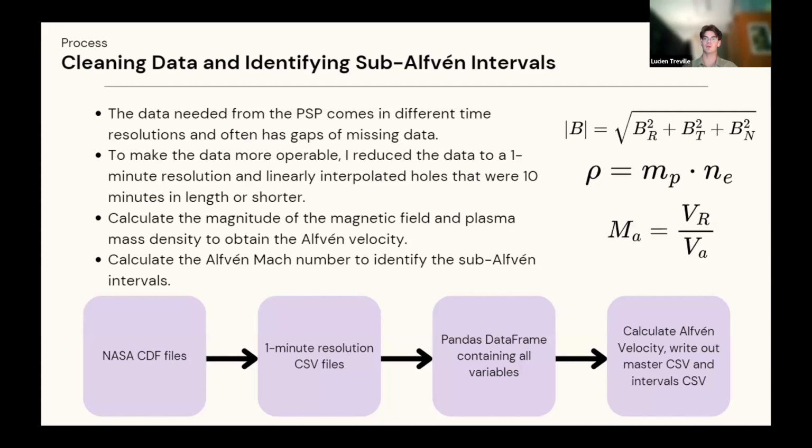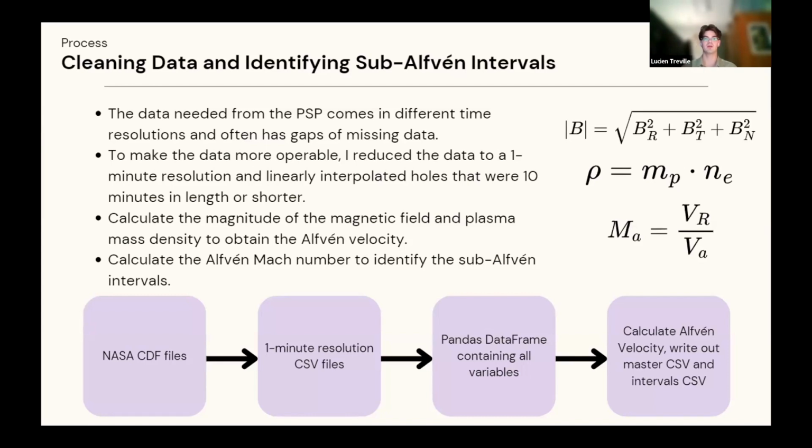So I reduced them all down to a 1 minute resolution. For every 1 minute, I just average it down to one value, so now all of my values are 1 minute apart. Another weird thing is there's a lot of missing data from the Parker Solar Probe. If the holes in my data were 10 minutes or less in length, then I interpolated them. Otherwise, we let them be because we didn't want to compromise on the accuracy of our data.